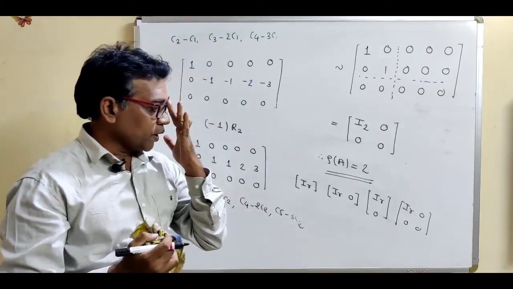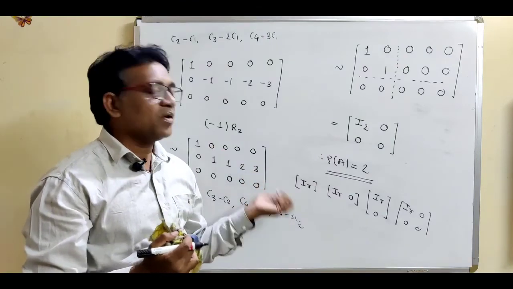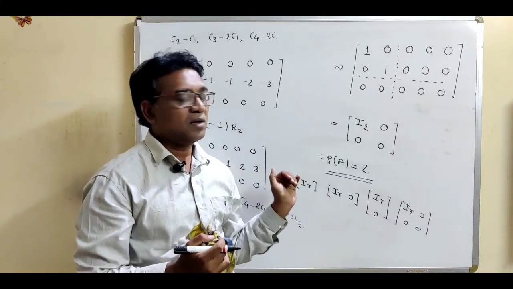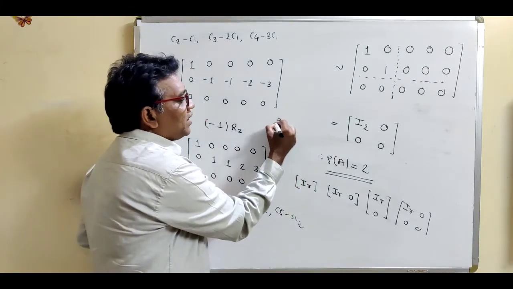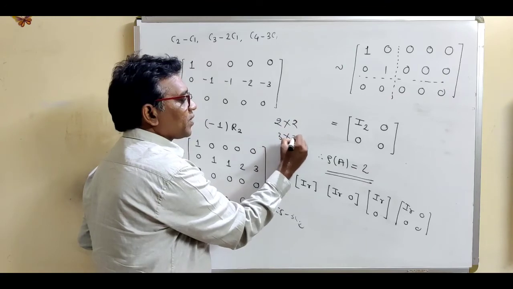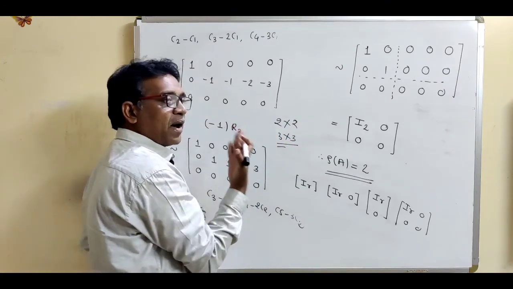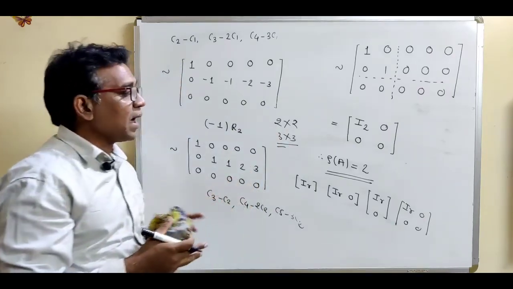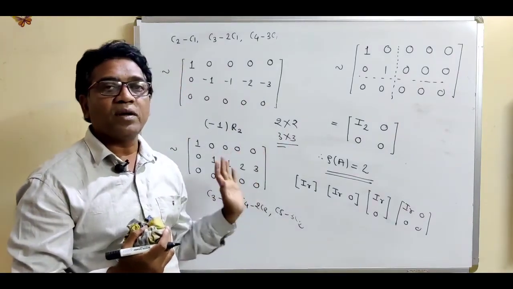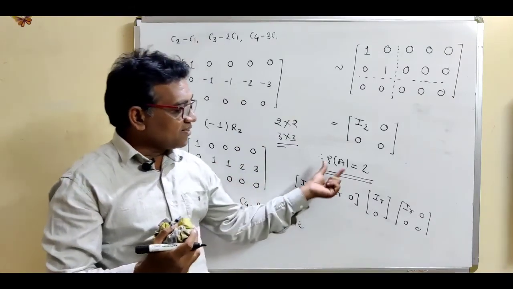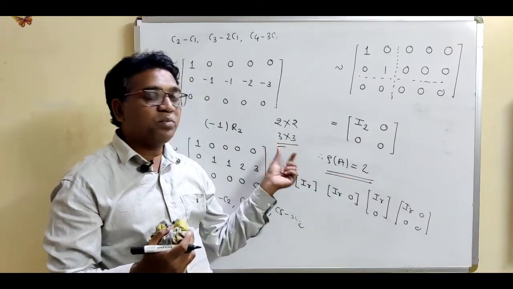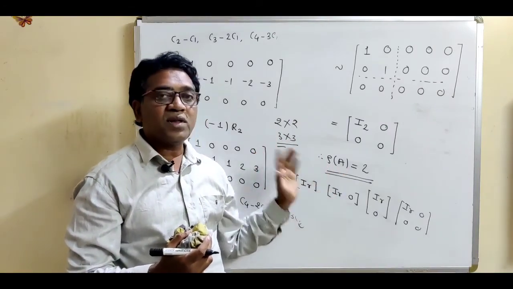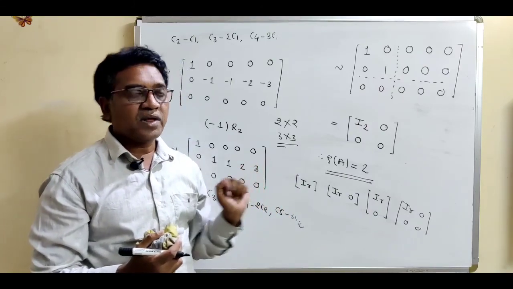So remember, this normal form method or canonical form method is applicable for higher order matrices. For a 2 by 2 matrix or a 3 by 3 matrix, we can use the determinant method or minor method. But this normal method or canonical method is applicable for higher order matrices. The same method we can use for 3 by 3 or 2 by 2 matrices also, but this is especially useful for higher order matrices. So thank you for watching.